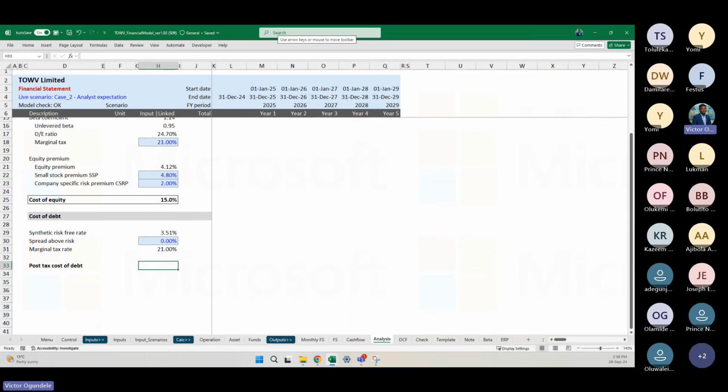Okay, now for our post-tax cost of debt. Our post-tax cost of debt will be equal to my synthetic risk. So I open my brackets, my synthetic risk plus my spread above risk, then multiply by, open my brackets, 1 minus the marginal tax rate. Can you confirm the approach we are using? I stated this before when we started, that we have two or three approaches of building WACC that I explained.